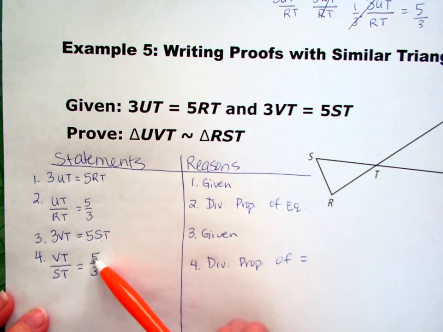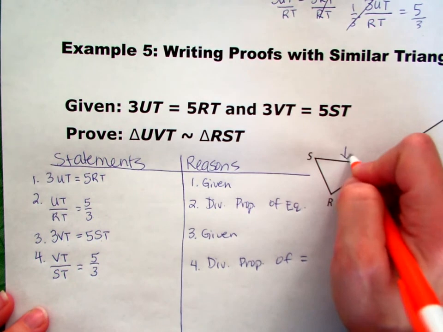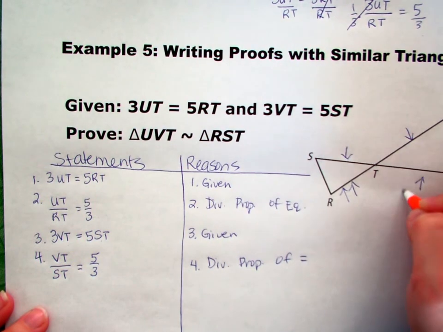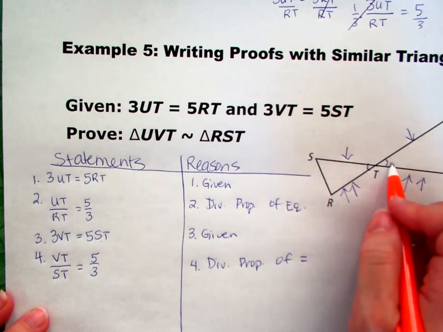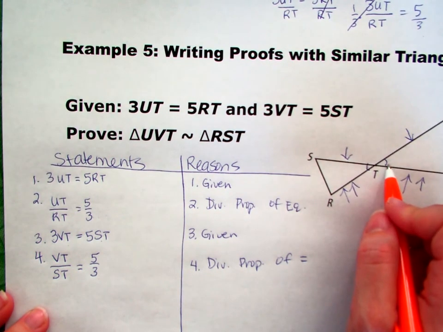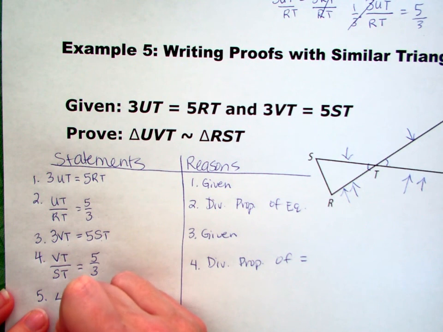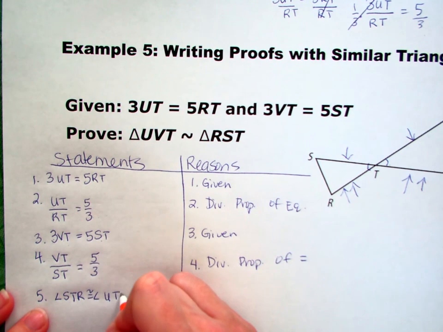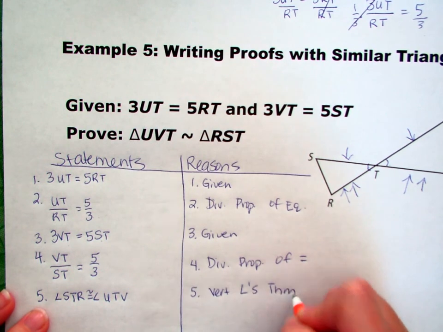Now, if you notice, these are the same exact proportions. So the sides are going to be proportional, which means I've got 2 S's. This side right here went with this side right here, and this side right here went with this side right here. So what's their included angle? It's this one right here. And I can actually say that these 2 angles are congruent because they are vertical angles. So number 5, I'm going to say angle STR is congruent to angle UTV. And the reason is the vertical angles theorem, which says all vertical angles are congruent.